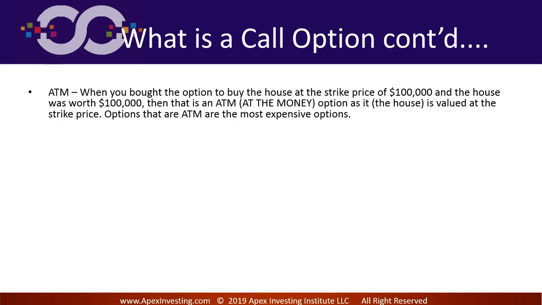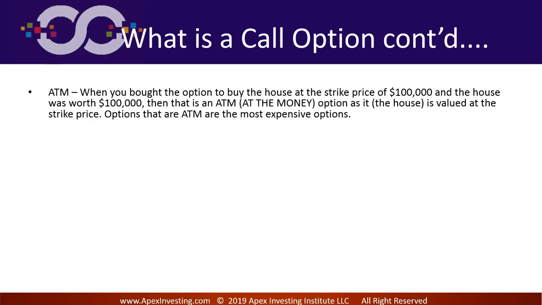Now let's talk about some other terms that go with options. We've got ATM, which is at the money. Okay, that's what it stands for. And that's when you bought the option to buy the house at the strike price of $100,000, and the house was worth $100,000. And that's at the money, because the price you bought the option at is right at the value of that underlying market, which in this case was the house. Okay, it was valued at the strike price, so it's at the money.